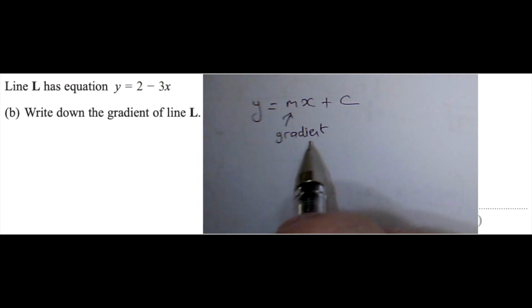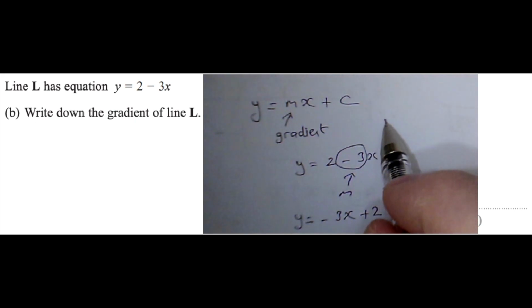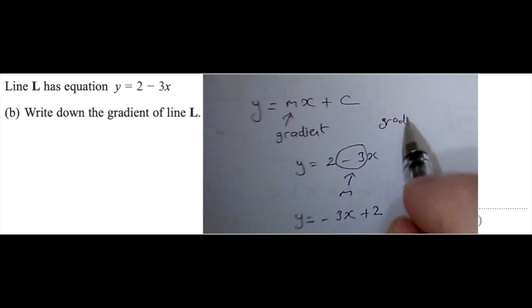And a common mistake when people are asked for gradients is they include the x. You don't. Okay, it's just purely the coefficient, the number in front of the x. So the number in front of the x in this equation is -3. So the gradient is -3. Okay, this line's going down 3 squares for every 1 square it goes along. Okay, so negative gradient.